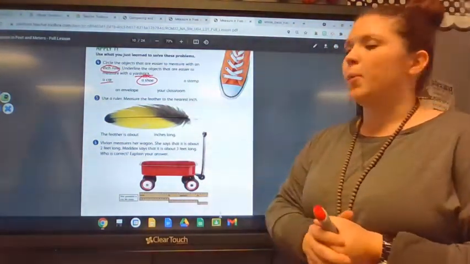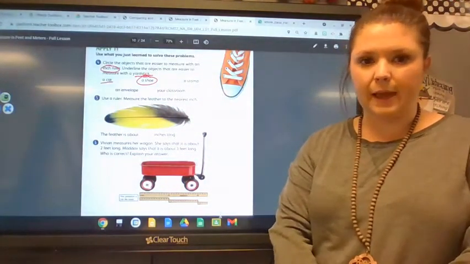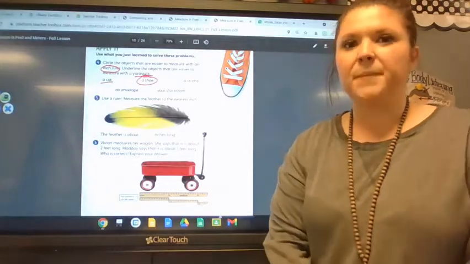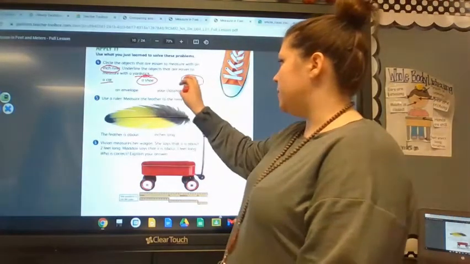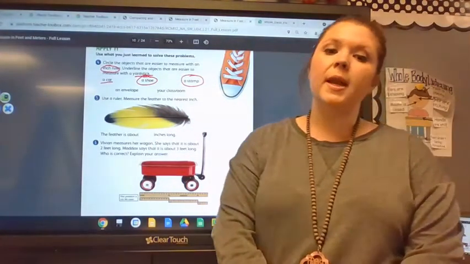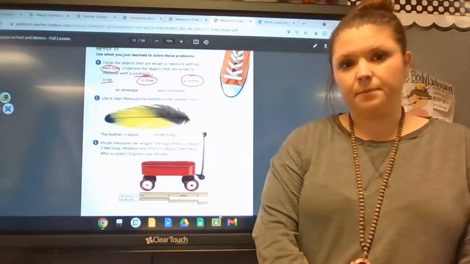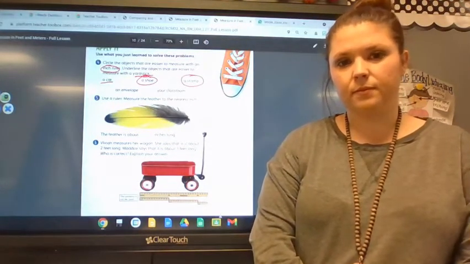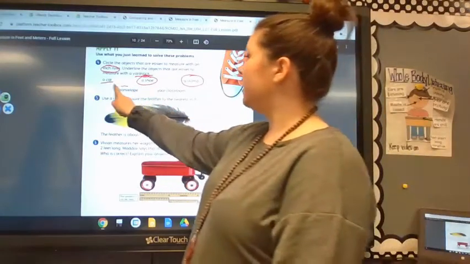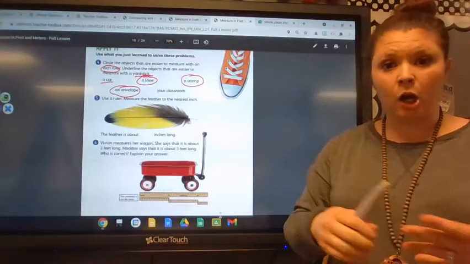What about a stamp? Would it be more appropriate to use an inch ruler or a yardstick to measure a stamp? It would be more appropriate to use an inch ruler. What about an envelope? Would it be more appropriate to measure an envelope with an inch ruler or a yardstick? Yes, an inch ruler. Okay, this is your classroom, but let's think about your room at home.